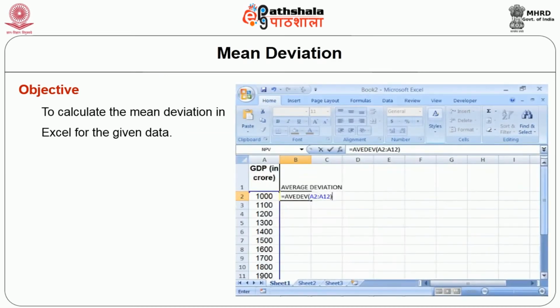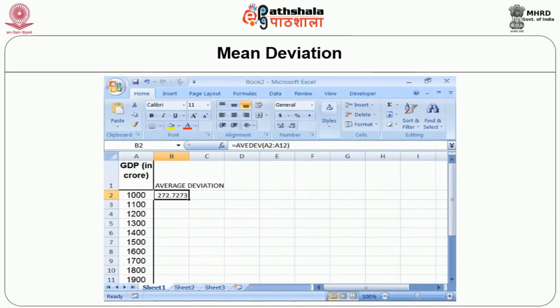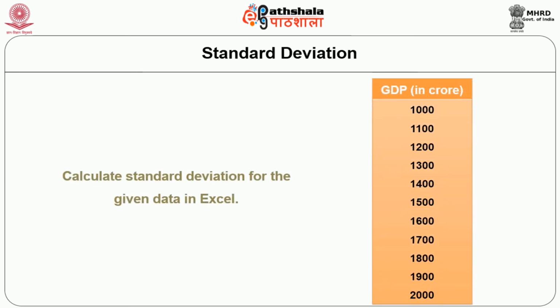The procedure: open the Excel sheet, enter the title as gross domestic product in cell A1, enter the data on gross domestic product from A2 cell, enter the following formula to calculate mean deviation equal to AVEDEV, open the bracket, A2:A12, press enter. The output will be displayed in the output file. The above result shows that the mean deviation is 272.7273.